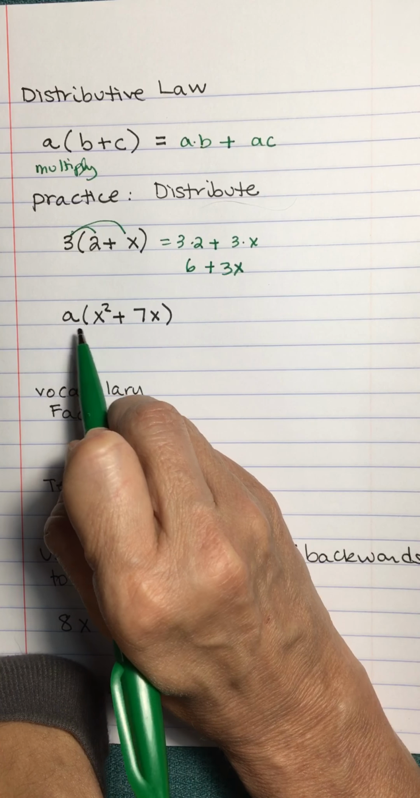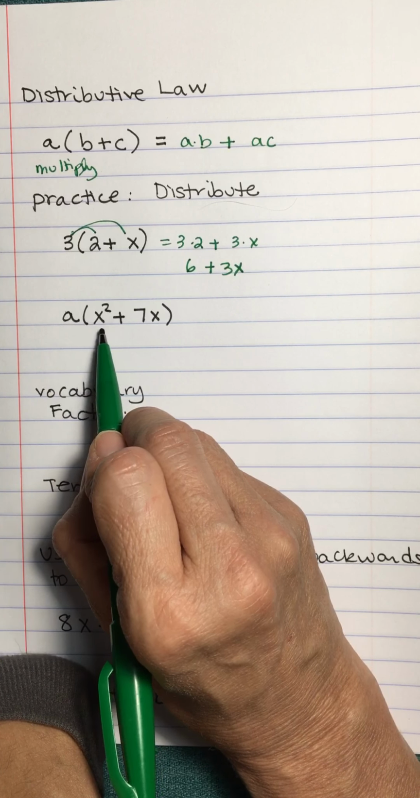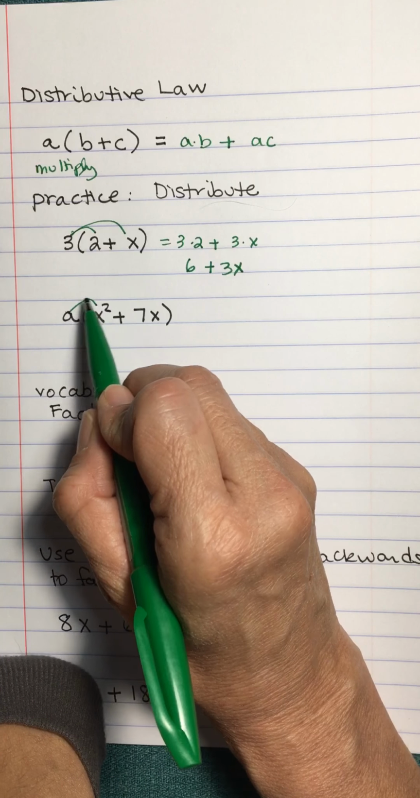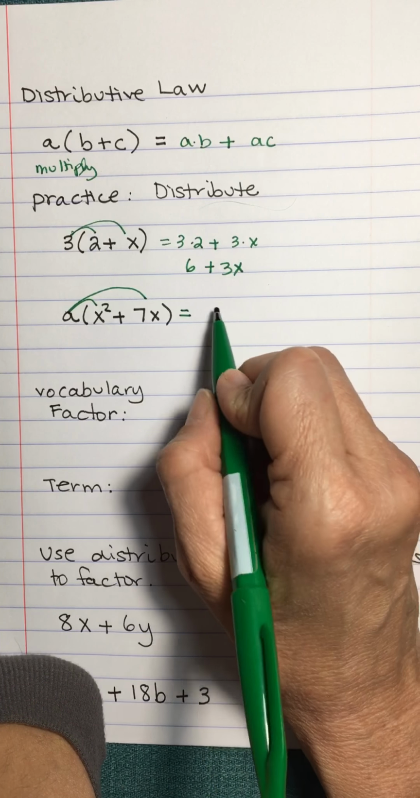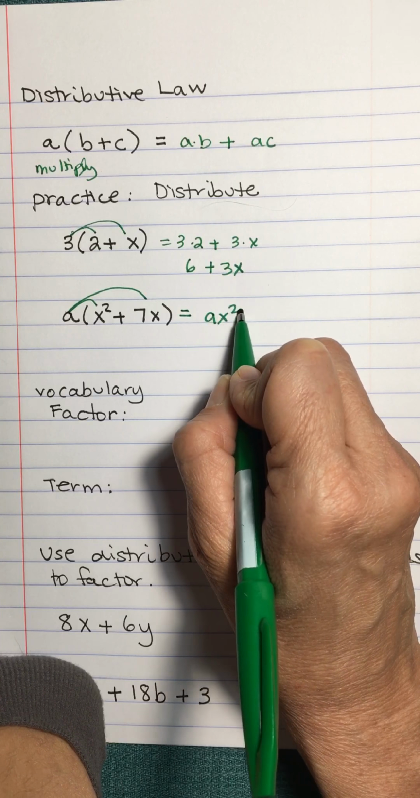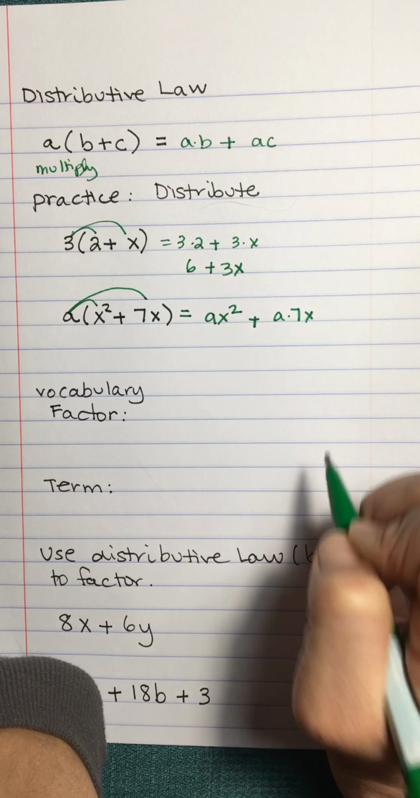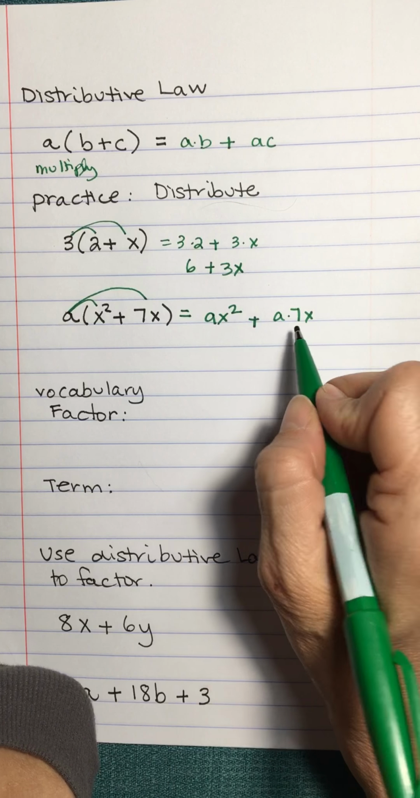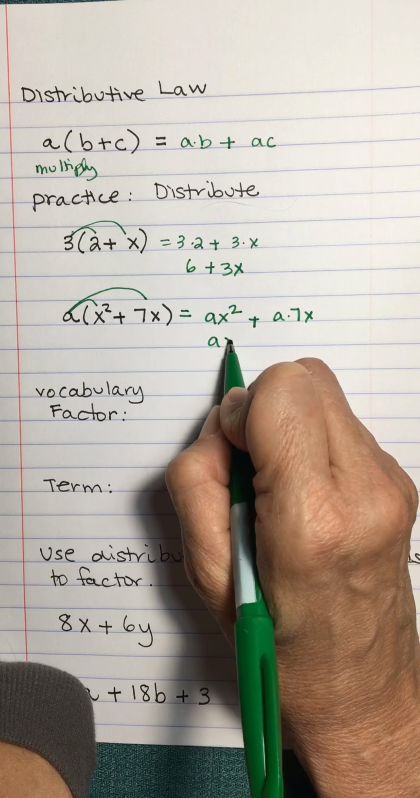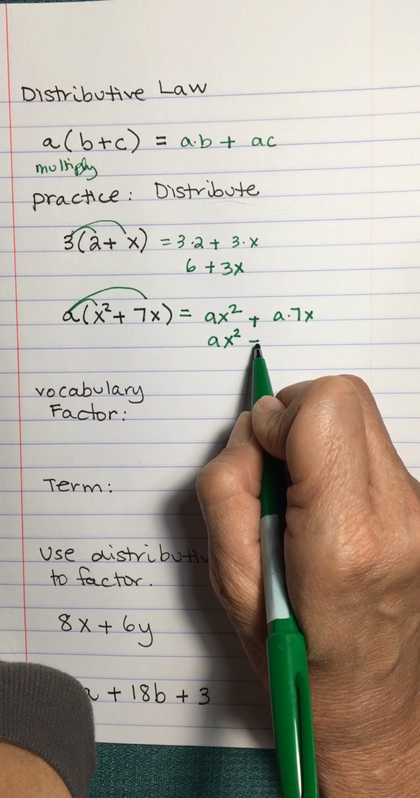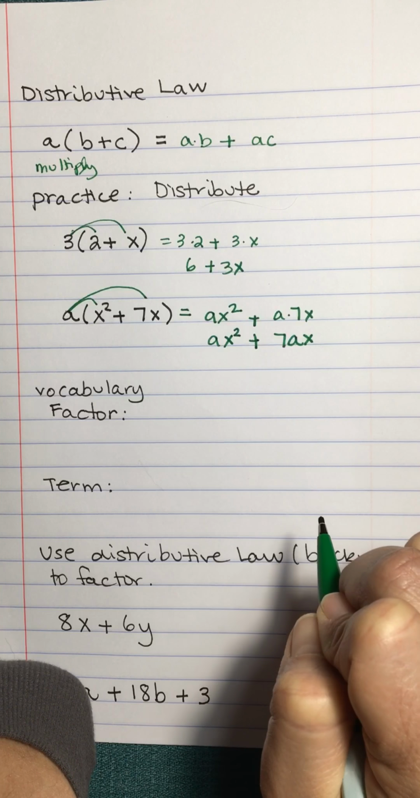What about the next one? I have A times the quantity, I say the quantity when I get to the parentheses, A times the quantity x squared plus 7x. So again, the A is going to multiply both things on the inside. So this is the same thing as A times x squared, plus A times 7x. Now typically for that second term that I just wrote, we would not write A times 7 times x, we'd put the number first. So I'll go ahead and rewrite that in a more conventional way. Ax squared plus 7ax. Nothing else to be done there.